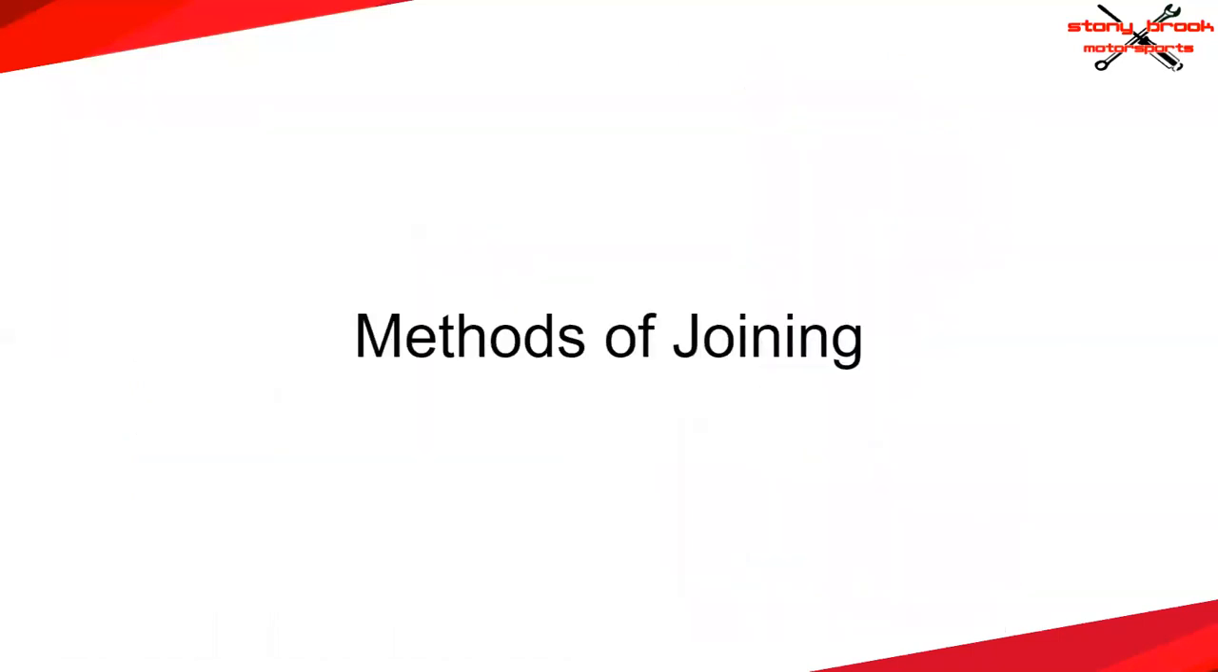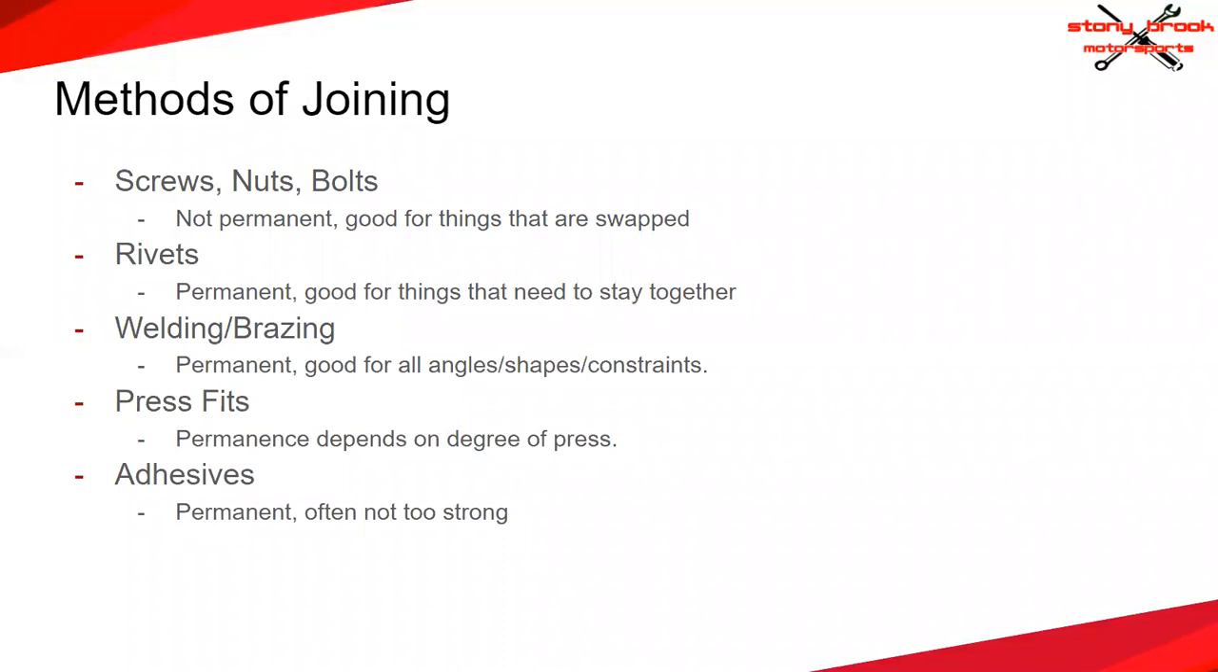Okay, I believe this is our second to last topic. These last two should be relatively quick. Methods of joining are really important because you want to know how to put two things together. A lot of what we use are screws, nuts, and bolts. These are not permanent in that they can be reused, generally taken off and put back on with no trouble. They're good for things that need to be swapped out. So if you have a part that you know is going to break a lot, you might want to use bolts and nuts to fasten those together.